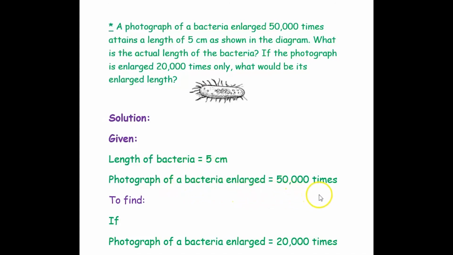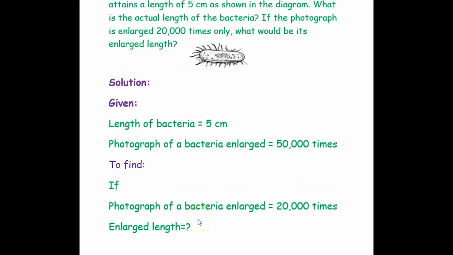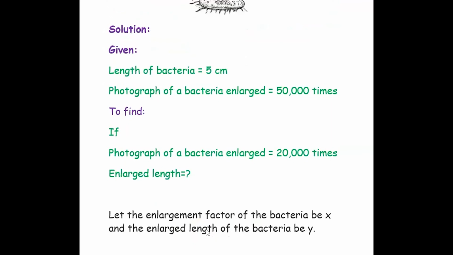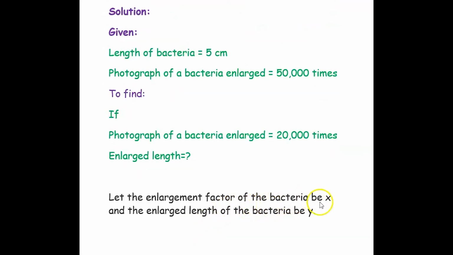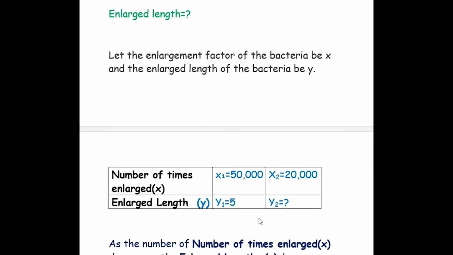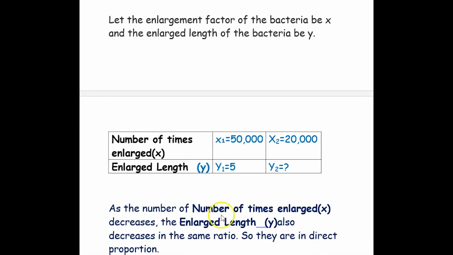Photograph of the bacteria enlarged is 50,000 times. So now photograph of bacteria enlarged is 20,000 times, and we want to find the enlarged length. So let the enlargement factor of the bacteria be x and the enlarged length of the bacteria be y. Now we can form a table. So the number of times enlarged, we'll take it as x. So that is x1 is 50,000 and the x2 is 20,000. So for 20,000, we want to find the enlarged length y2, and for 50,000, the enlarged length given y1 is 5. So now the number of times enlarged length decreases. Okay, so the enlarged length will also decrease.